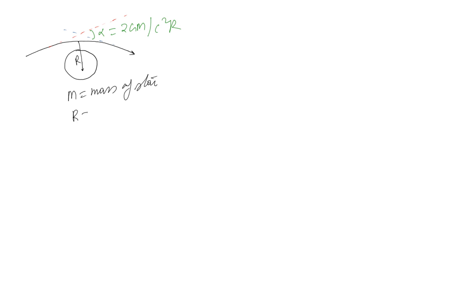This deflection alpha is given as 2GM over c square r, where GM is the mass of the star, and r is the distance between the star center and the light ray. This is from Newtonian mechanics, the Newtonian prediction, but according to GR, we know it's a factor of 2 larger, so this is 4GM over c square r.